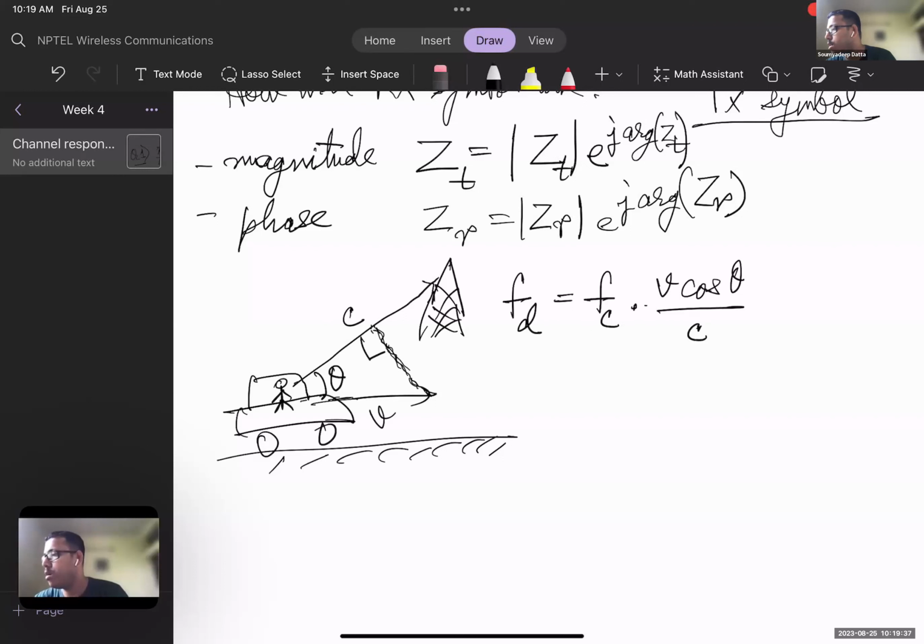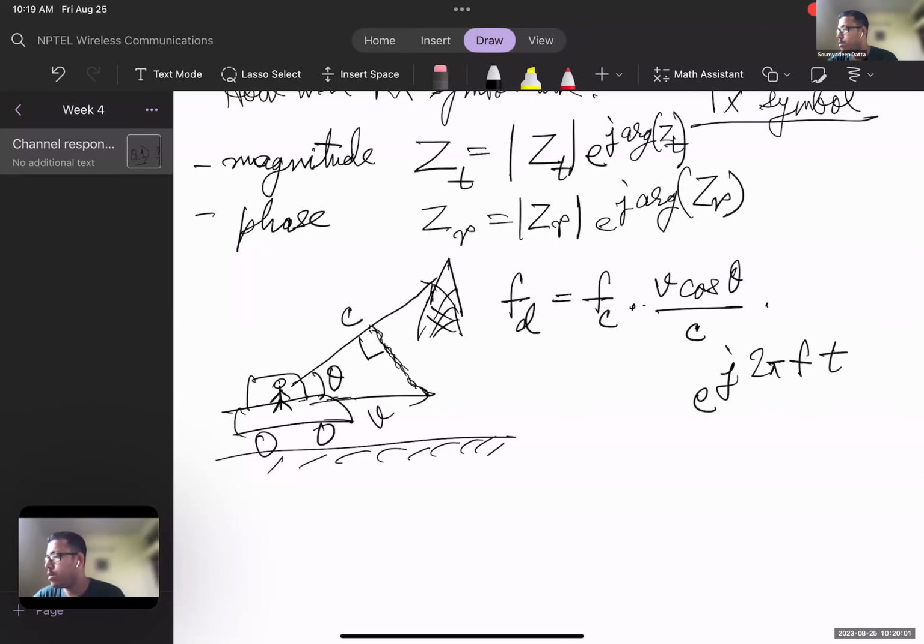So how does this signal look? How does this argument part look typically? Typically in electromagnetic waves, you will have the magnitude part, and then the argument part will look something like e to the power j 2 pi f t, right? 2 pi fc t, where fc is the carrier frequency, right? fc is the carrier frequency.